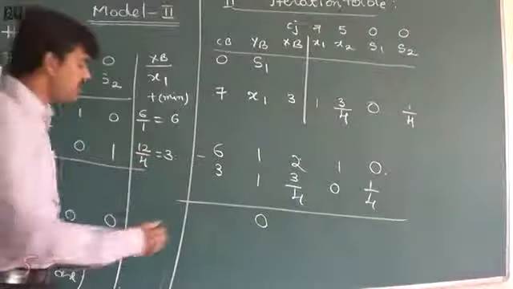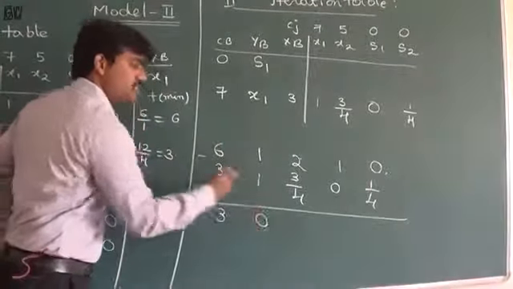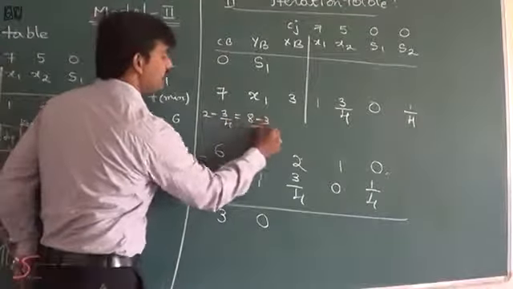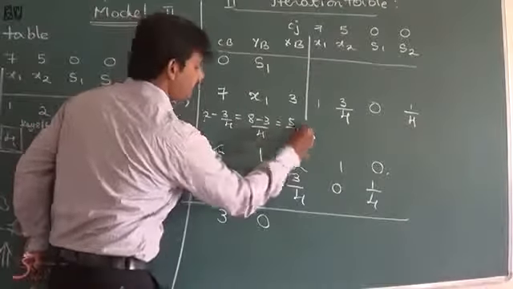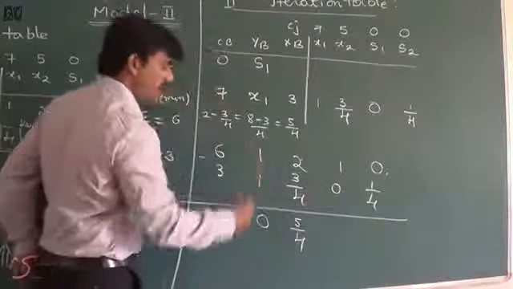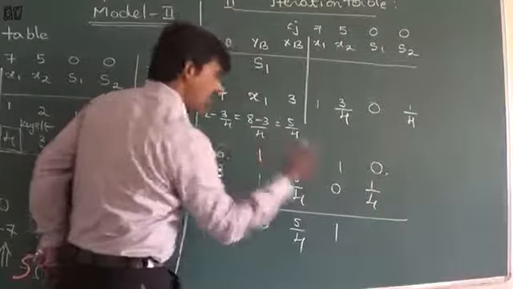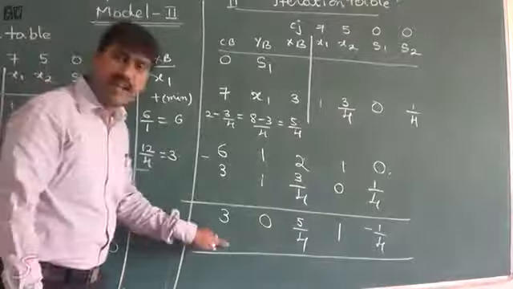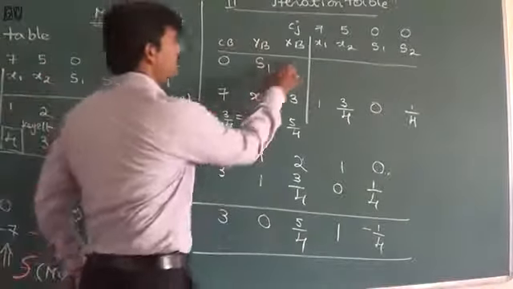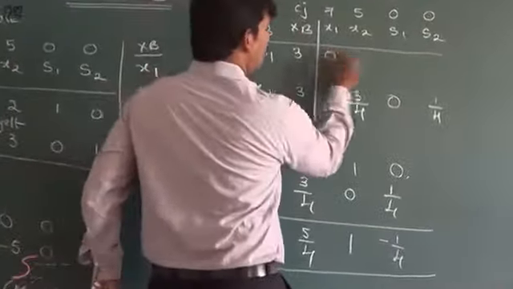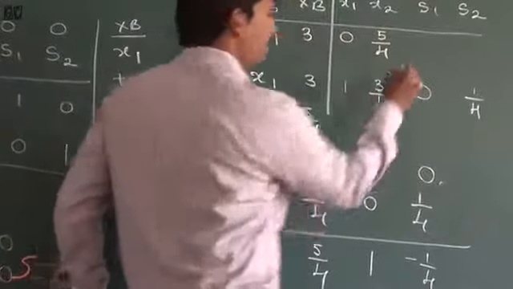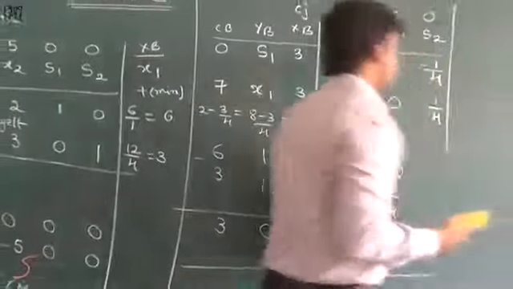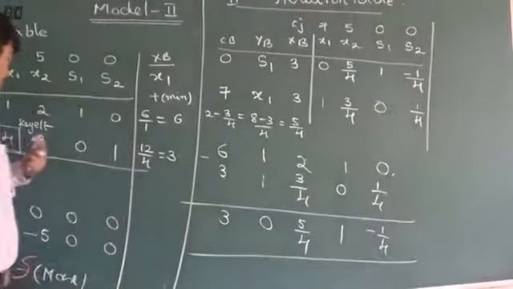That is 6 minus 3, obviously 3. 1 minus 1, obviously 0. 2 minus 3 by 4, that is 8 minus 3 by 4, that is 5 by 4. Here we got 5 by 4. 1 minus 0, obviously 1. And 0 minus 1 by 4, obviously minus 1 by 4. I am going to represent this entire row here, that is 3, 0, 5 by 4, 1, minus 1 by 4. So in this case, we made the key element into unity.